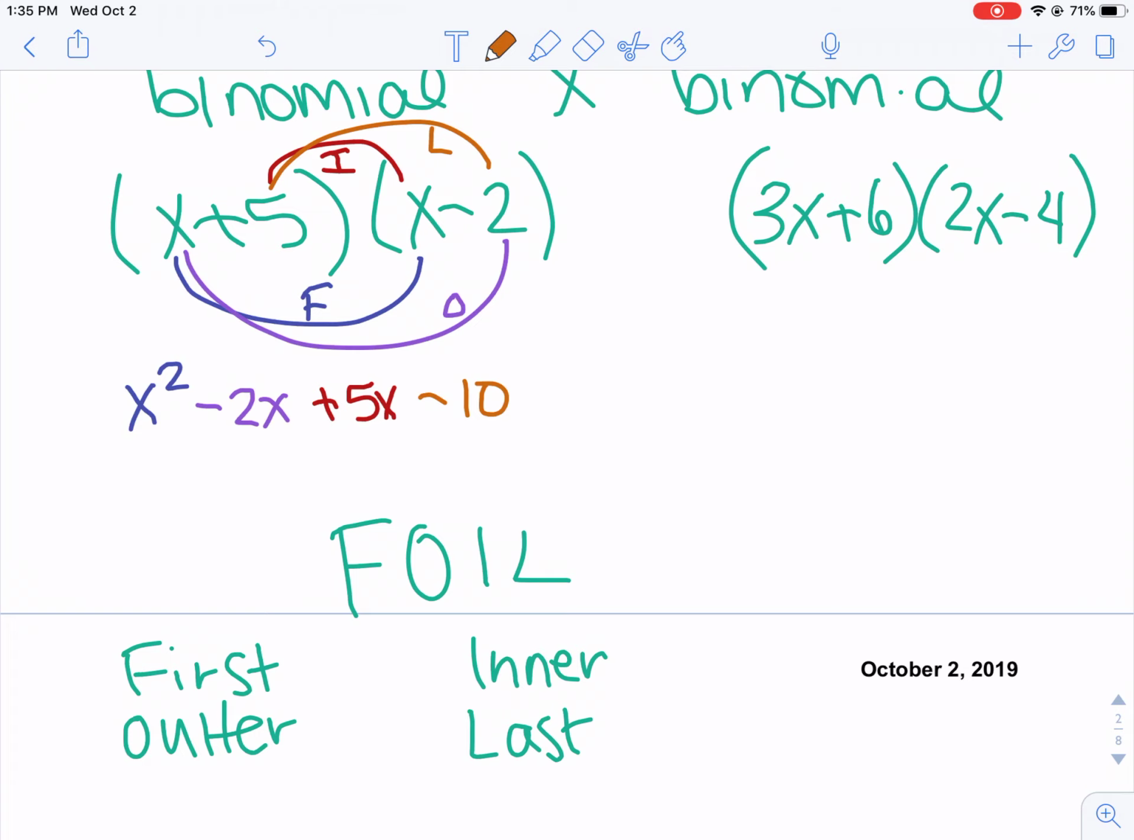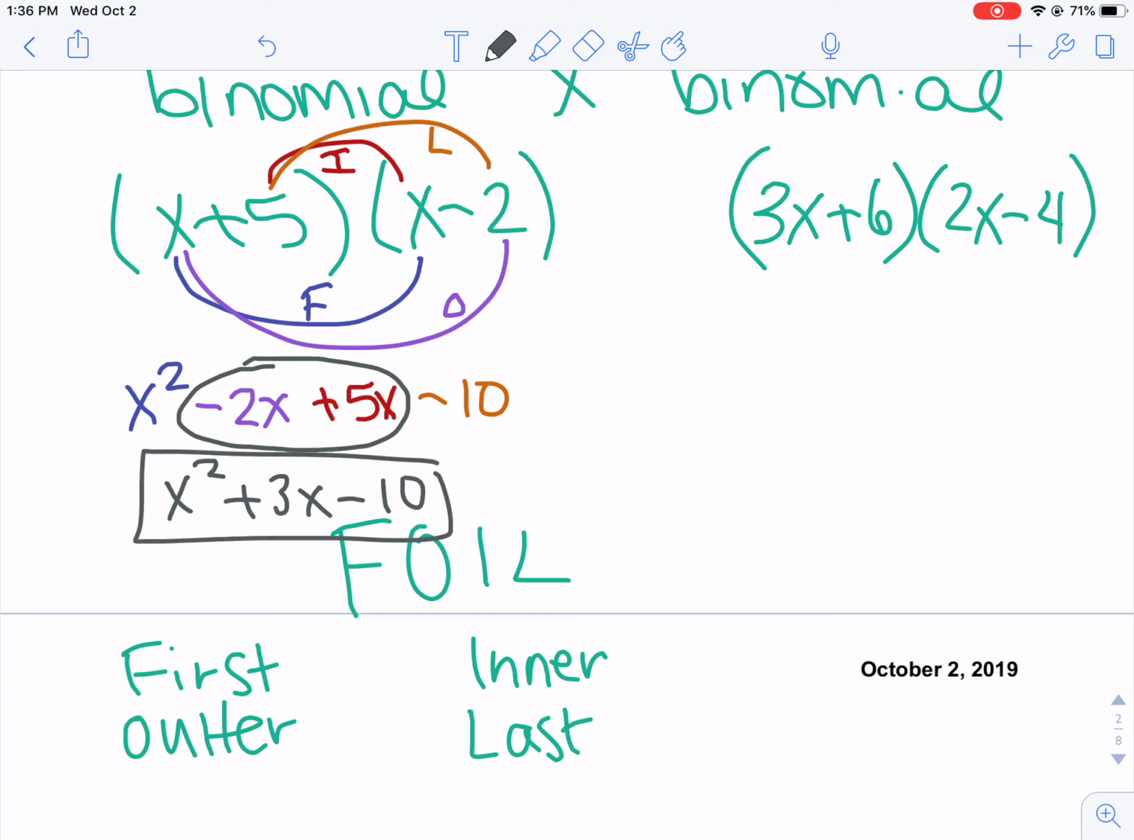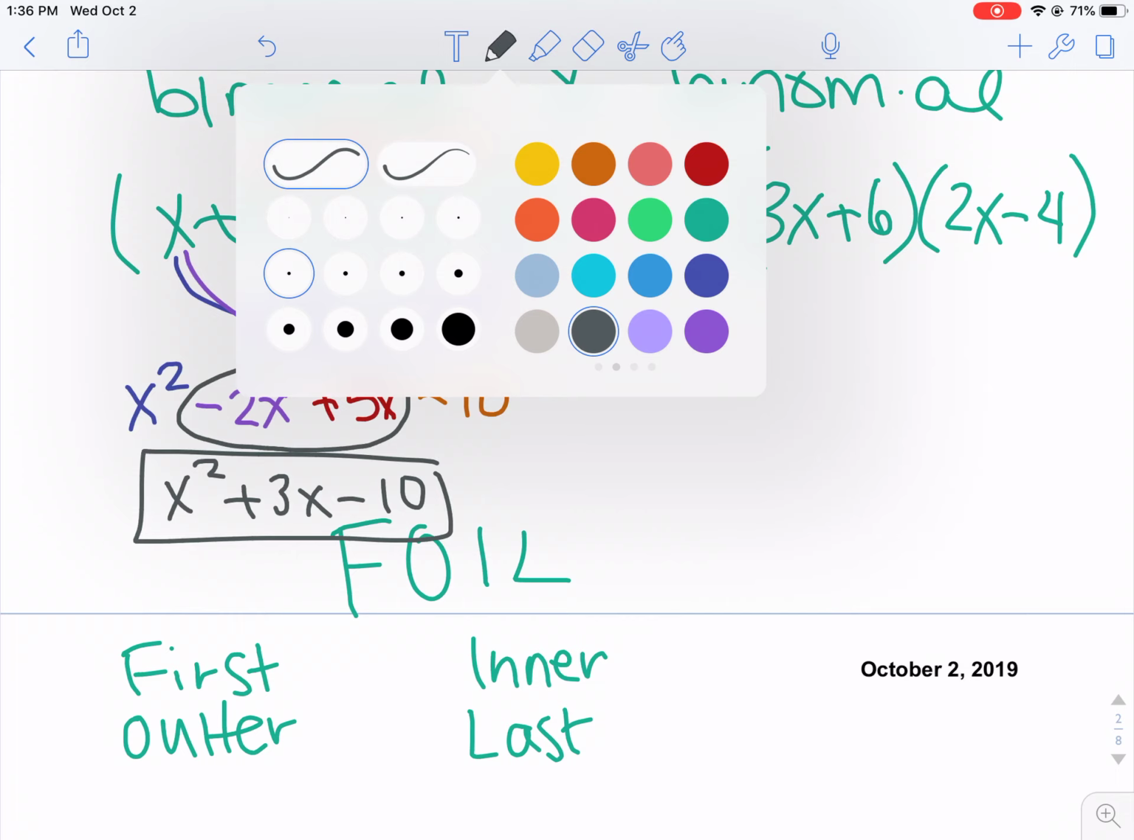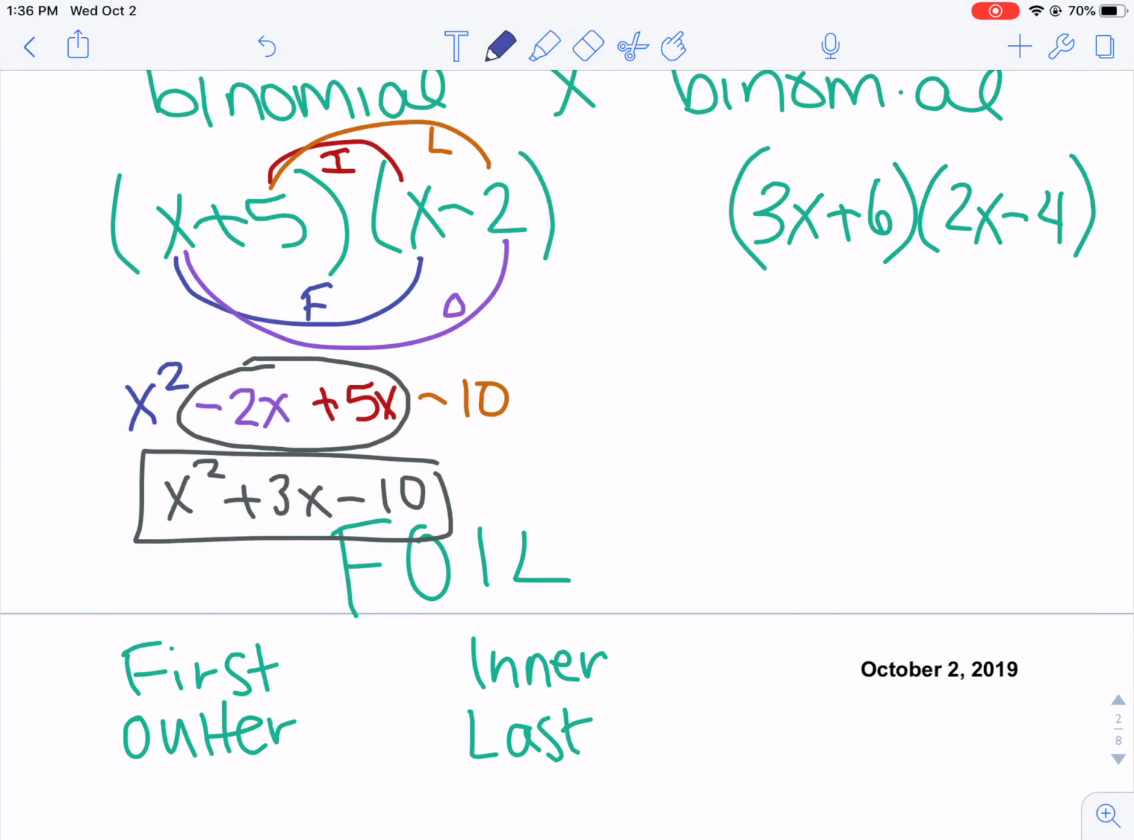Now you're probably looking at this saying to yourself, okay, are we done? No, because if you notice these two in the middle, those are called like terms, so we can add them together. I leave my x squared alone. Negative 2 plus 5 is 3x, minus 10. And that is your answer. Now we are done. That's called foiling. I have an alternate method that I use, and it's called the table method. You can use this table method if you want.